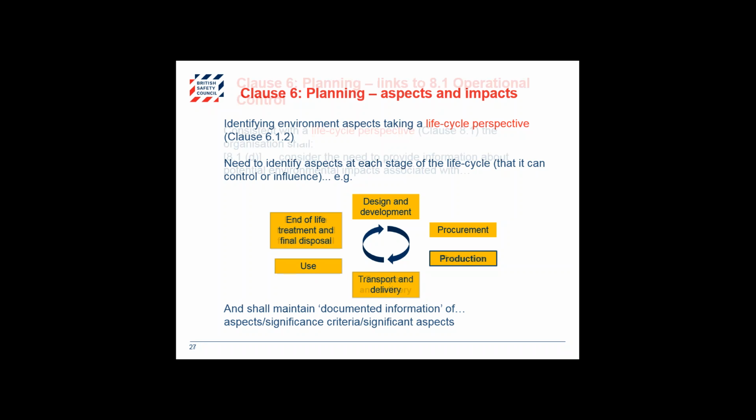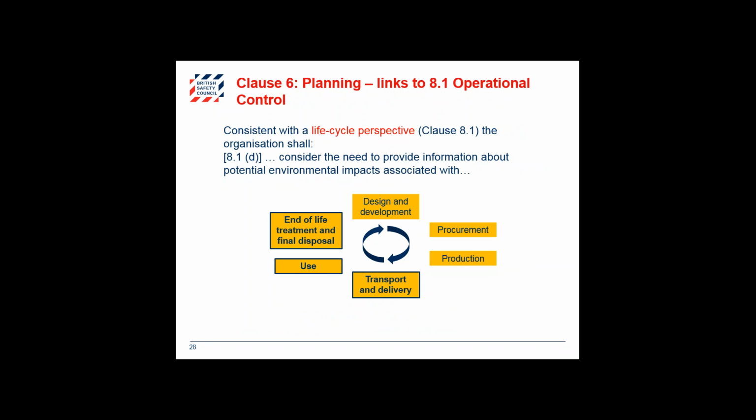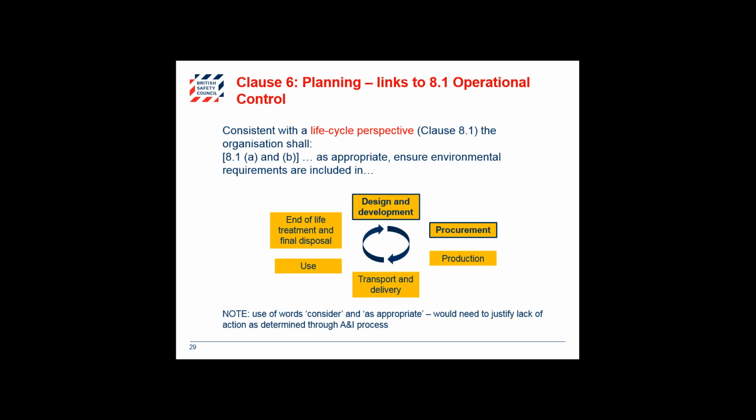So again, that aspects impacts process is going to be broadened. We need to think about the environmental issues associated with our aspects impacts, both upstream and downstream, and just linking it with another part of the management system standard, 8.1 operational control. 8.1D says we shall consider the need to provide information about potential environmental impacts associated with transport and delivery, use of the product, end of life treatment and disposal. So that's an interesting development. And in 8.1A and B, it says, as appropriate, ensure environmental requirements are included in design and development and procurement.